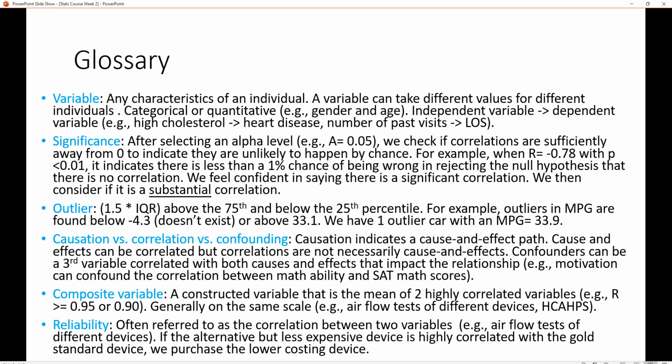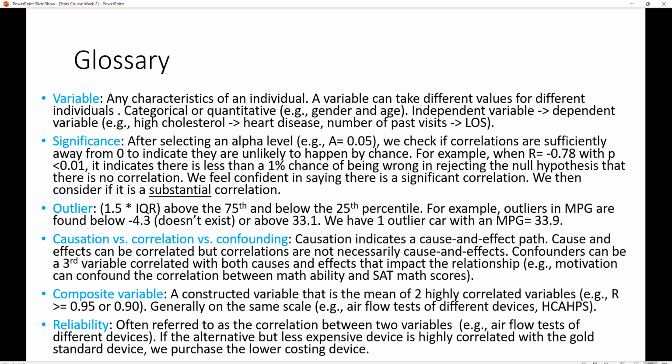And we consider composite variables because if you know two variables are highly correlated, it would be more efficient and less costly if you just collect information on one variable instead of two. So if I know one variable can give me the same understanding as two variables, then it's in my best interest to just collect that one item.